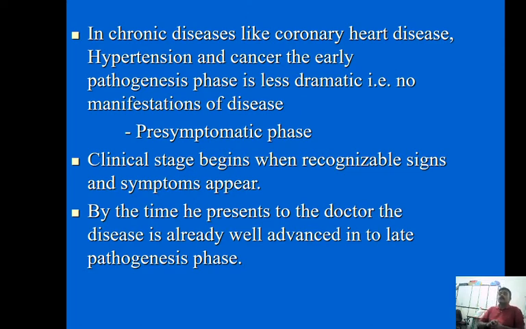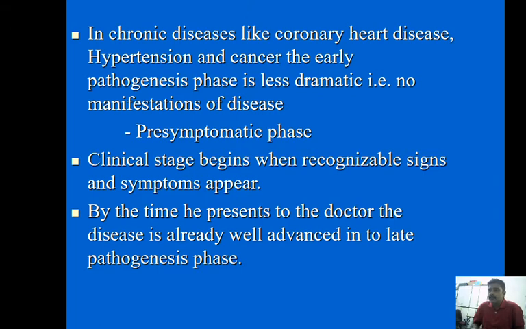In chronic diseases like coronary heart disease, hypertension, and cancer, the early pathogenesis phase is less dramatic. There is no manifestation; you don't even know. There is something called the pre-symptomatic phase. You don't even know that the person has cancer, cardiac disease, hypertension, or diabetes. The clinical stage begins with signs and symptoms. By the time he presents to the doctor, the disease is already well advanced.